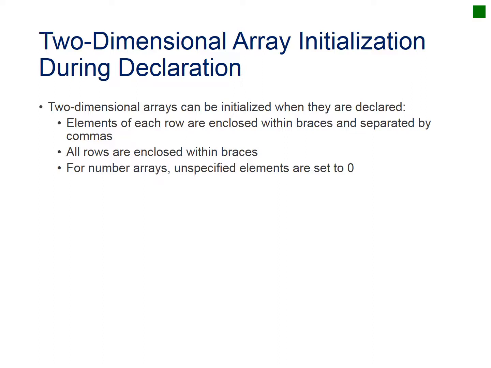Two-dimensional array initialization during declaration. Two-dimensional arrays can be initialized when they are declared. Elements of each row are enclosed within braces and separated by commas. All rows are enclosed within braces. For number arrays, unspecified elements are set to 0.